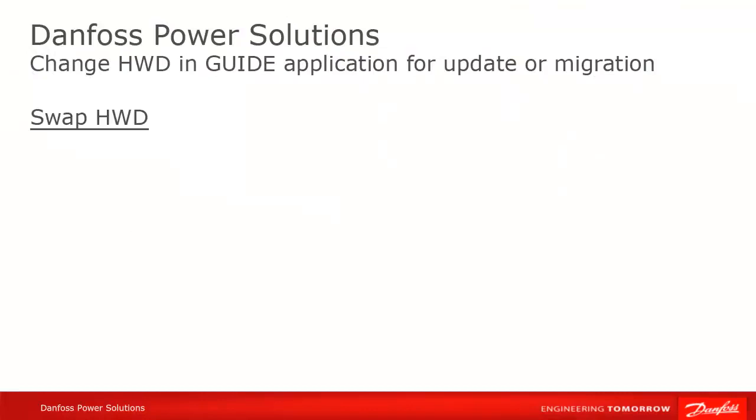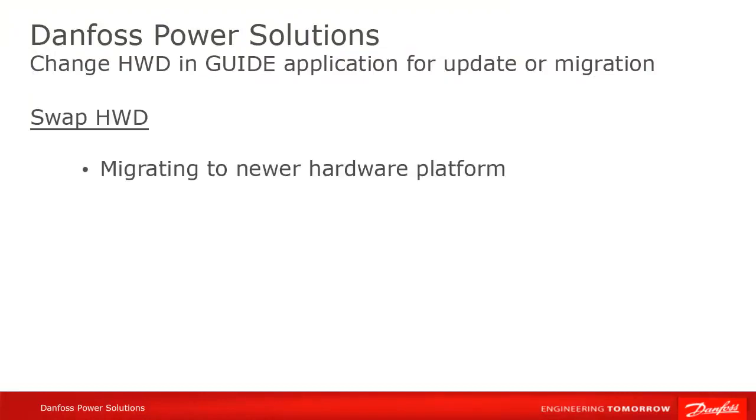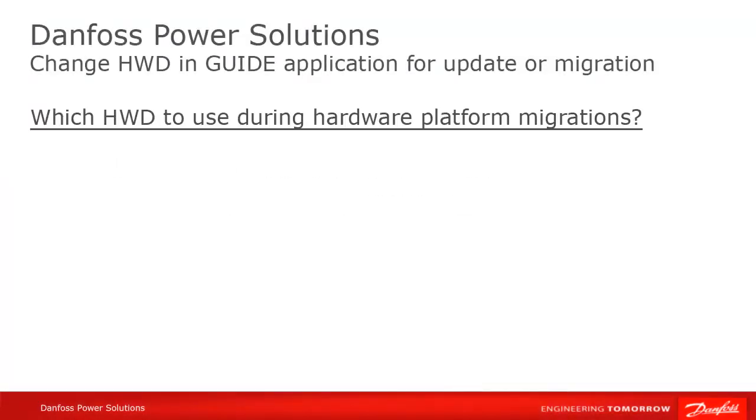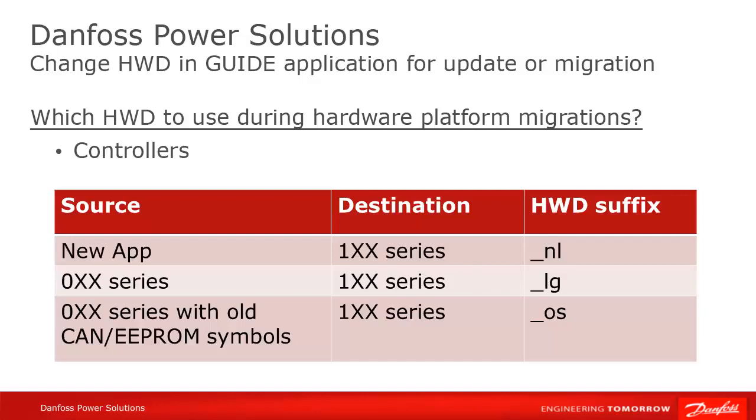Another frequently encountered case when you'd want to swap the HWD in a project is when you're migrating from one platform to another, for instance from the MC5020 to the newer MC5120. If you want to keep your application as is, this is a very easy migration. For the 100 series controllers, you'll generally find three versions of the HWD: NL, LG, and OS. For a migration, the version you'll probably want to use is LG, which stands for Legacy. This uses the signal names from the API for the old controller for backwards compatibility.